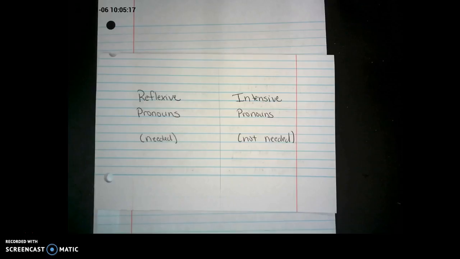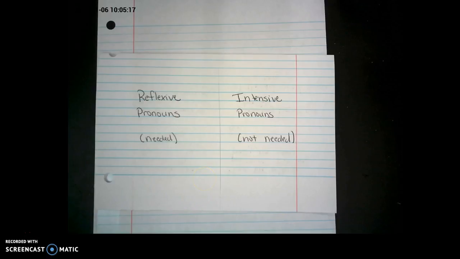So for this particular flip video, you do need to make a 2-flap foldable. You're going to fold it down. Your first flap should say reflexive pronouns, and these are needed. You need them to actually understand the sentence. The second should say intensive pronouns, and these are not needed. You can take them out, and the sentence does not change. It does not change the meaning of the sentence.